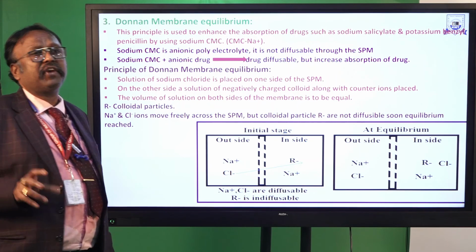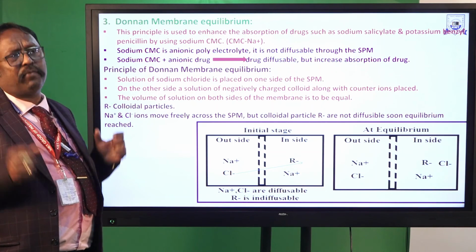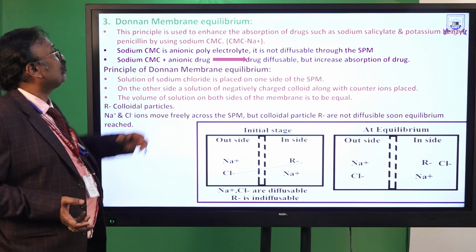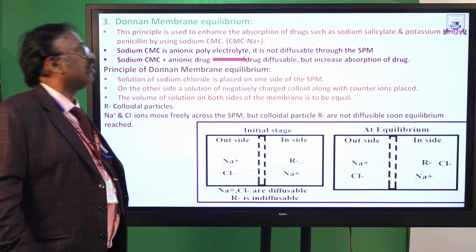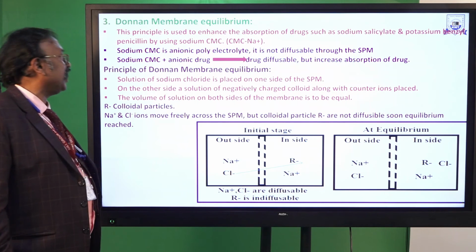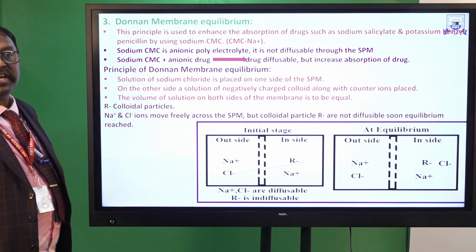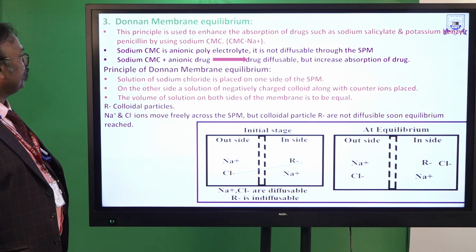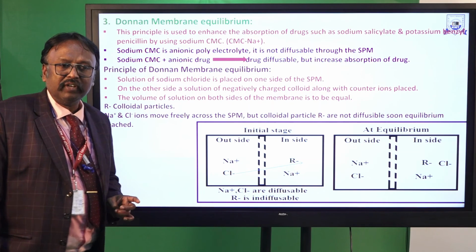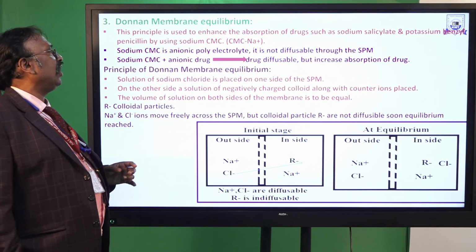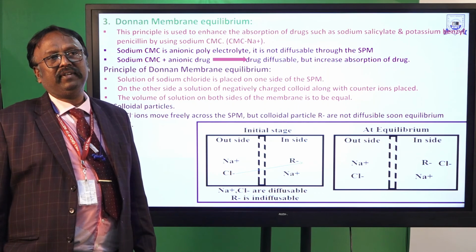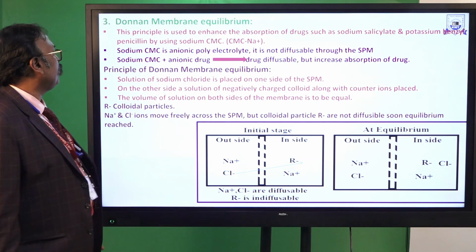Then Donnan membrane equilibrium. This is most important, also from the examination point of view. The principle is used to enhance the absorption of drugs such as sodium salicylate and potassium penicillin by using sodium CMC, sodium carboxymethyl cellulose. Sodium CMC is an anionic polyelectrolyte. It is not diffusible through a semi-permeable membrane.